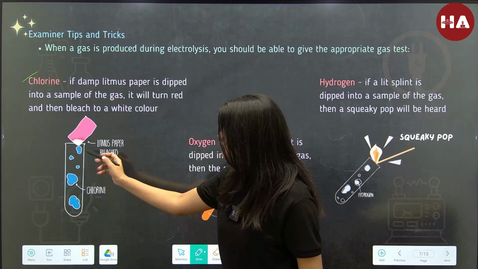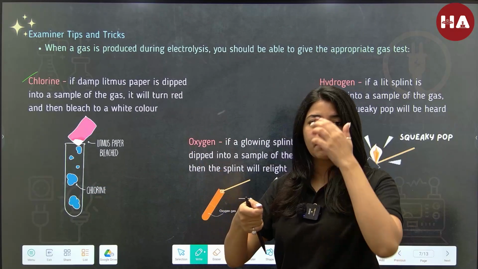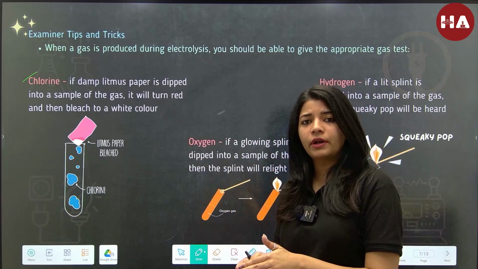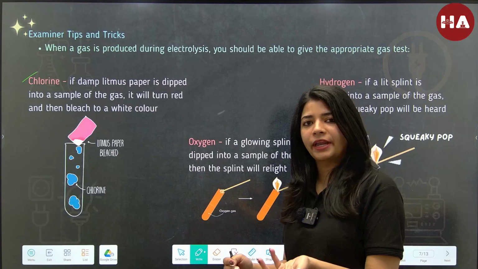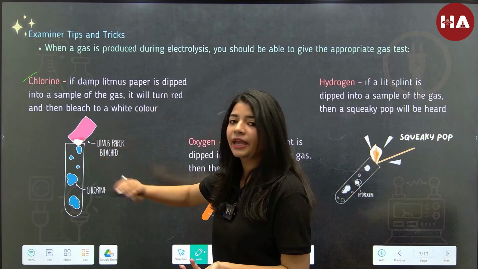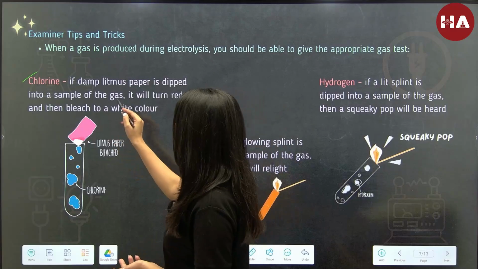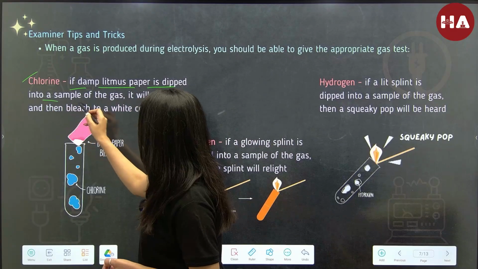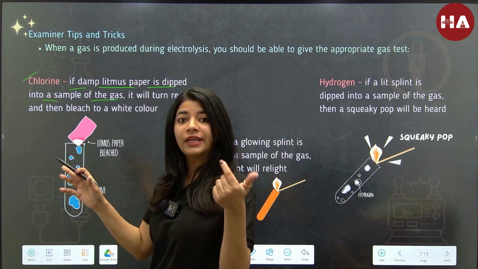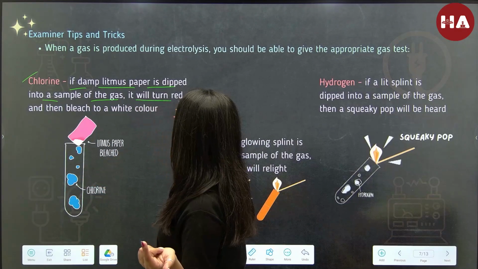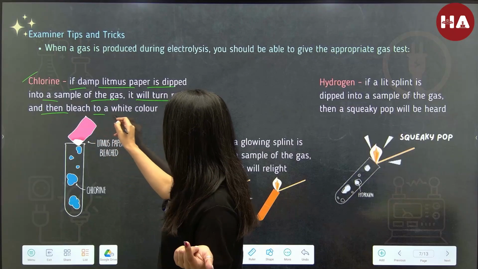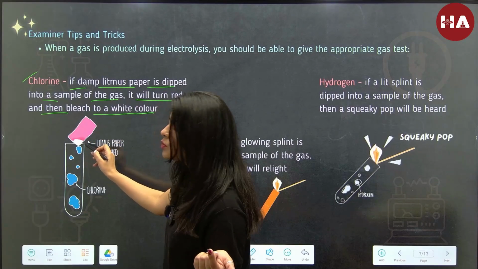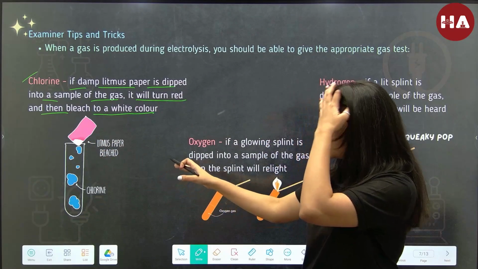If chlorine gas is produced, what do we do? We bring a litmus paper near to it. It will change its color to red and then it will bleach to white color, as you can see in the diagram itself. If you wish to write this, you can write: if damp litmus paper is dipped into a sample of the gas, if it is chlorine gas, it will turn red and then bleach to a white color. As you can see, this white color is bleached due to the chlorine gas.